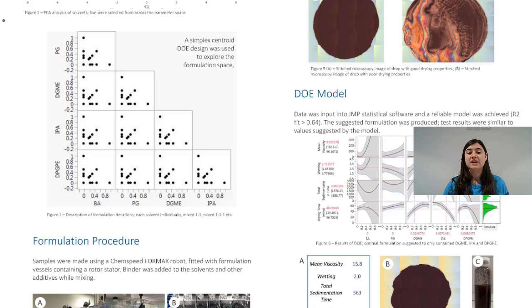From there, we developed a design of experiments. The idea was to explore the formulation space, so to understand the impact of each of those solvents individually and mixed with one another, so the 1-to-1, 1-to-1-to-1 ratio, etc.